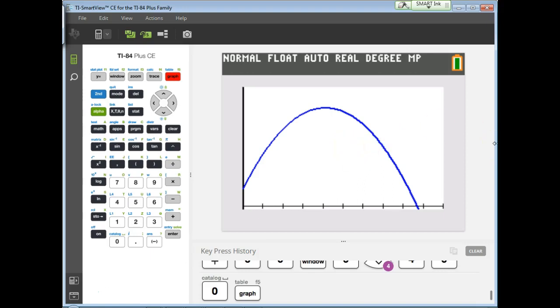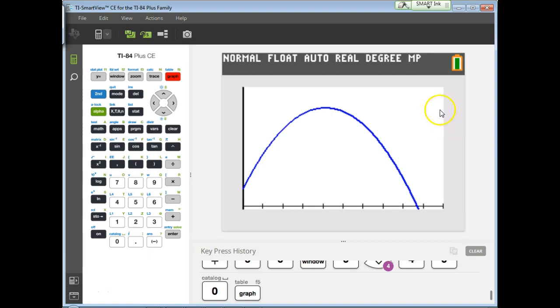So the first question does ask you to find the height of the rocket at 3 seconds. Is that the first question? Okay. So there's a couple of ways we can do that. You can go to your table. You can set up your table to be in a particular mode, and that's fine. But there's a much quicker way, guys.